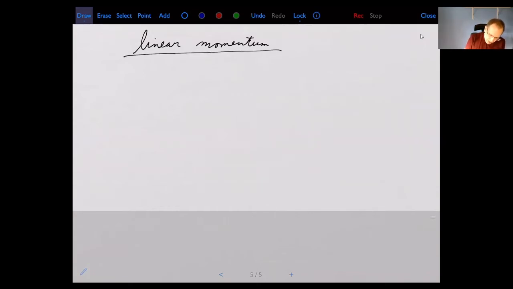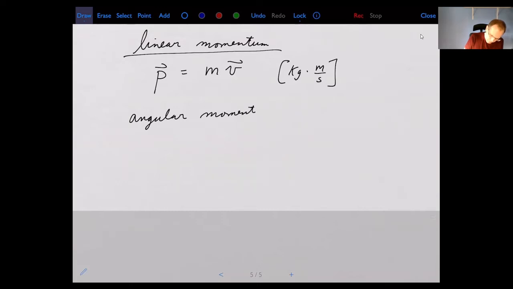Remember how this is defined, right? We usually call it p for linear momentum, and it's simply equal to the mass of the object times its velocity, right? And it has units of kilograms times meters per second. So that was linear momentum. Well, there's an analogous concept, something called angular momentum. Usually we call it L. It's also a vector. Some books will use H instead of L, but in this case, we'll call it L.